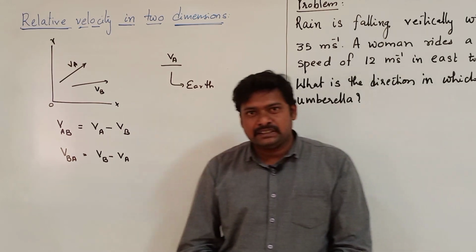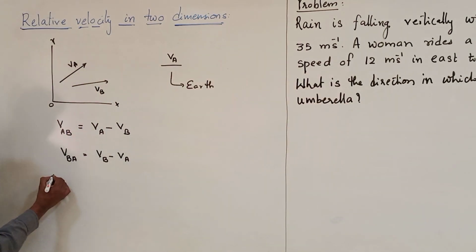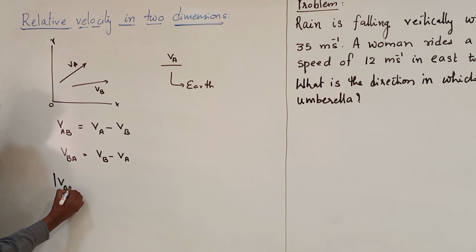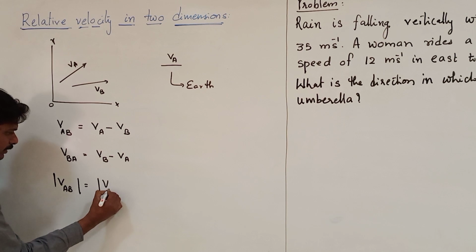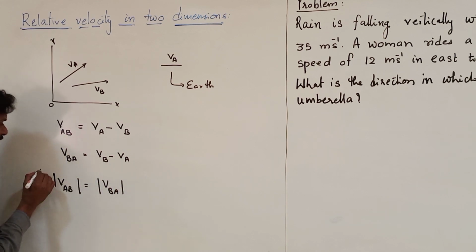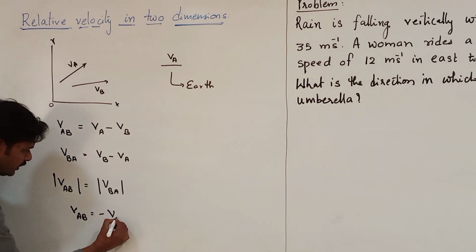Now, I think you have seen all the terms in the last chapter. Now, the mod of VAB is equal to the mod of VBA, magnitudes remain the same and direction opposite. Let us say VAB is equal to minus VBA.